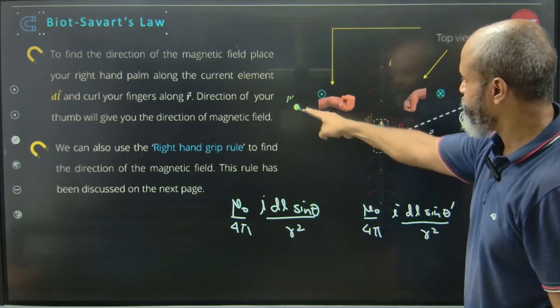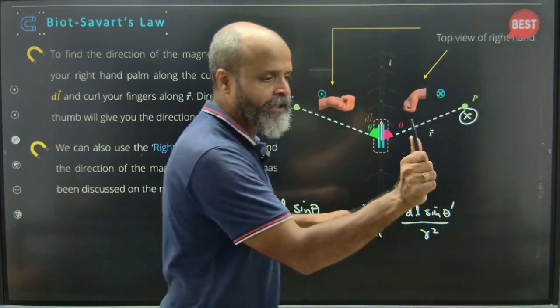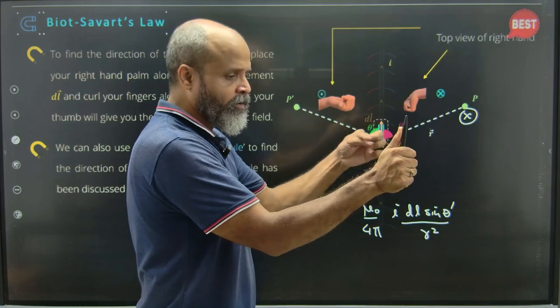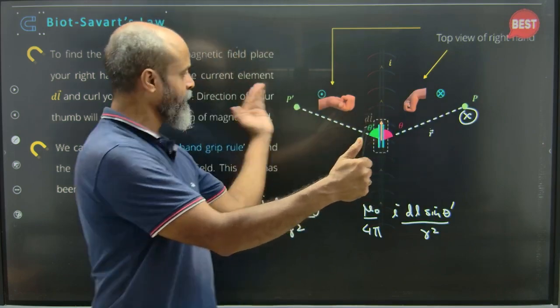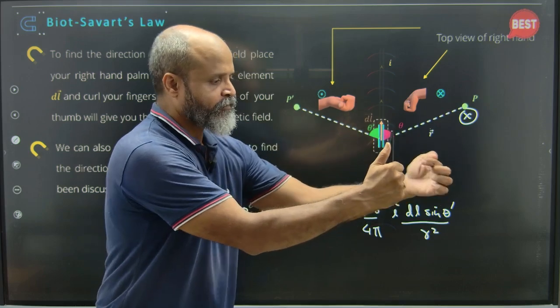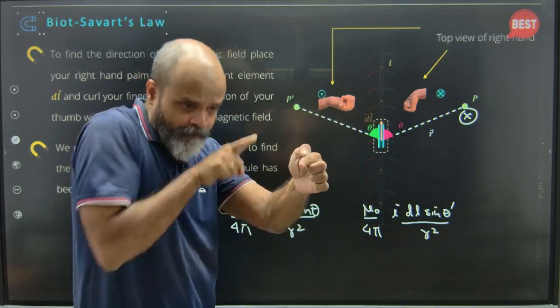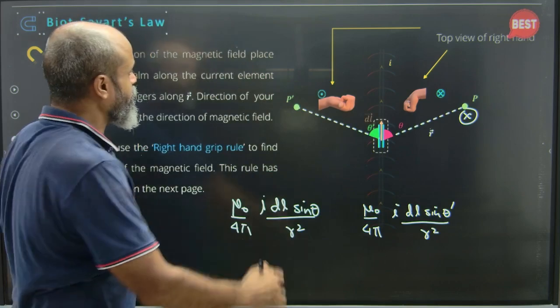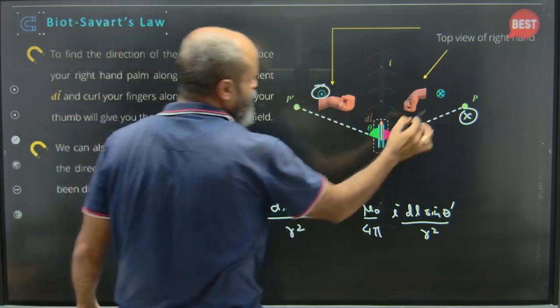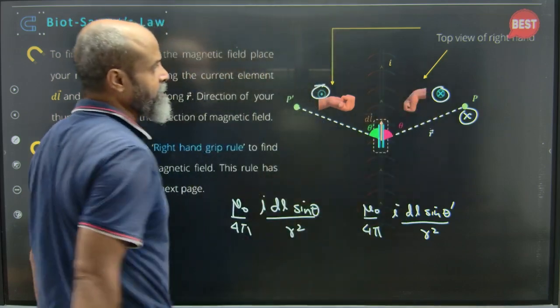So if I happen to be at this point, for me the current is going like this. So the current is going like this. I am at this point. This is the wire. So encircling of fingers points this way. So the magnetic field is towards you. Here the magnetic field is inside the paper.